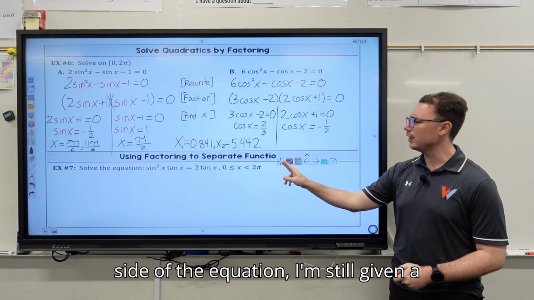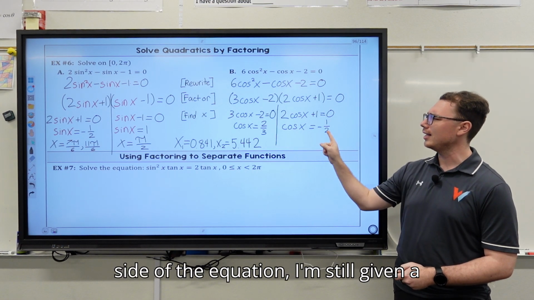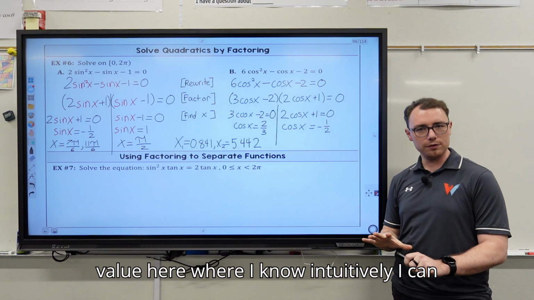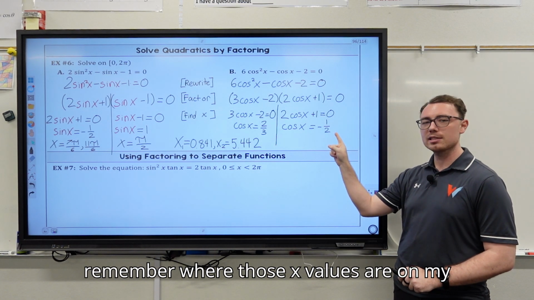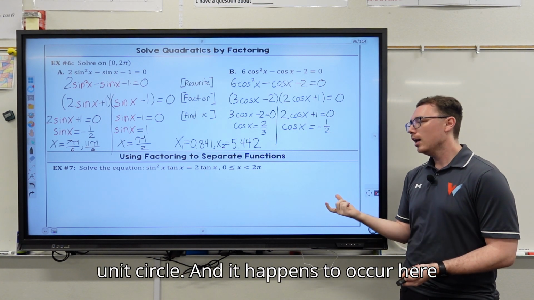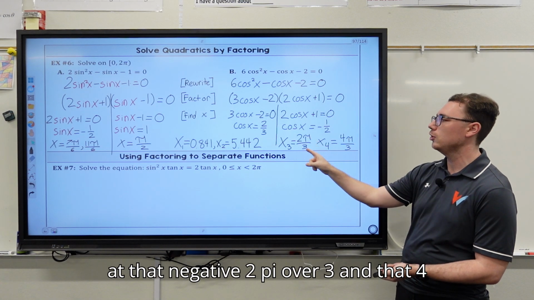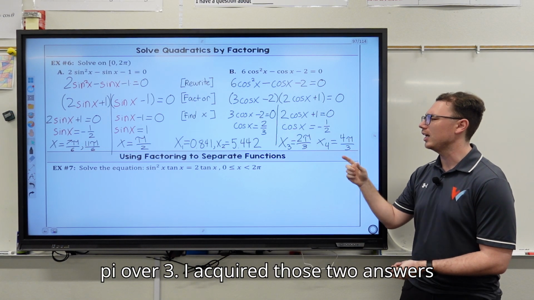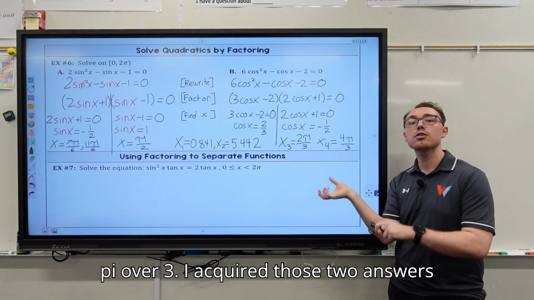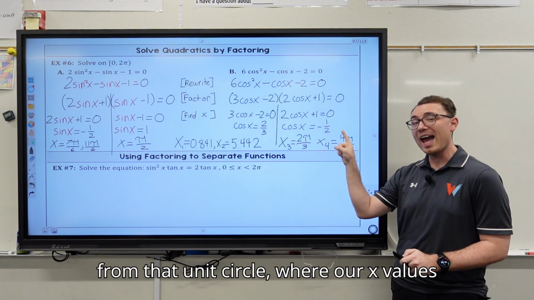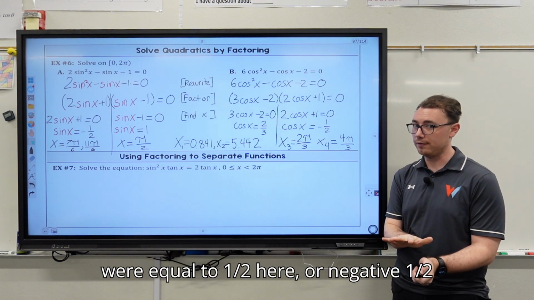For this right side of the equation, I'm still given a value where I know intuitively I can remember where those x values are on my unit circle. And it happens to occur here at negative 2 pi over 3 and 4 pi over 3. I acquired those 2 answers from that unit circle where our x values were equal to 1/2 here, or negative 1/2 here.